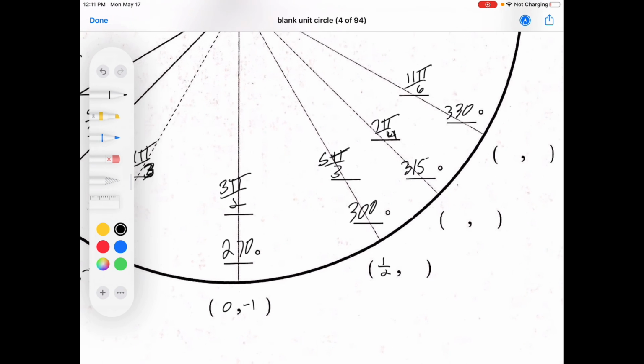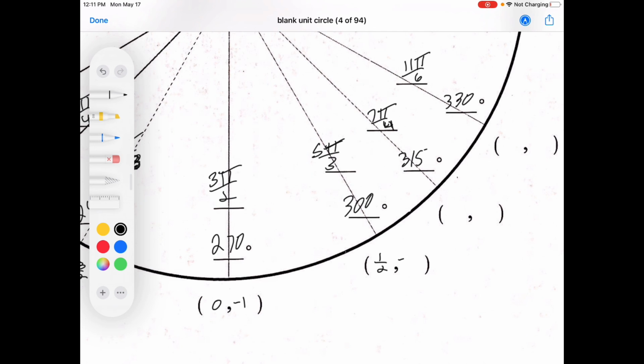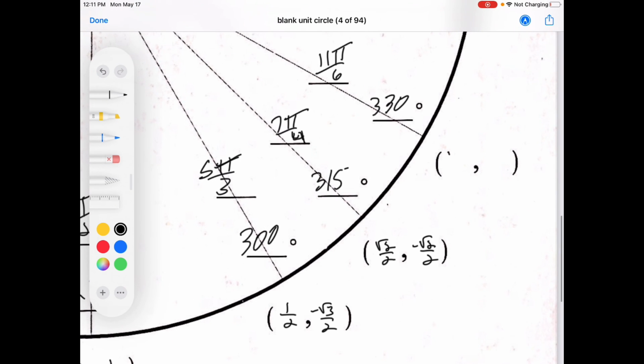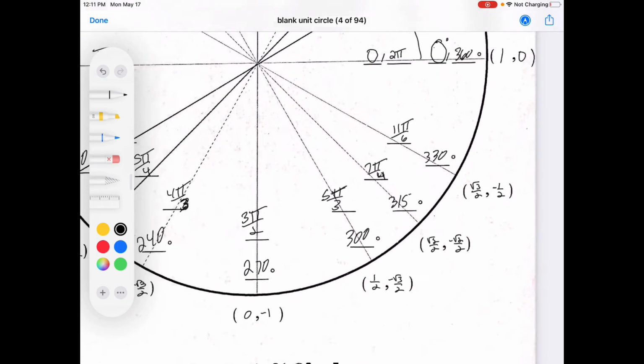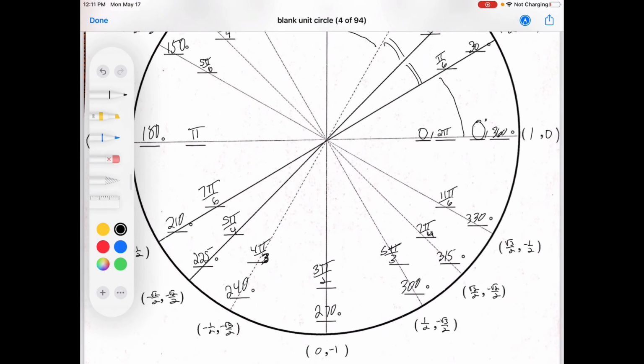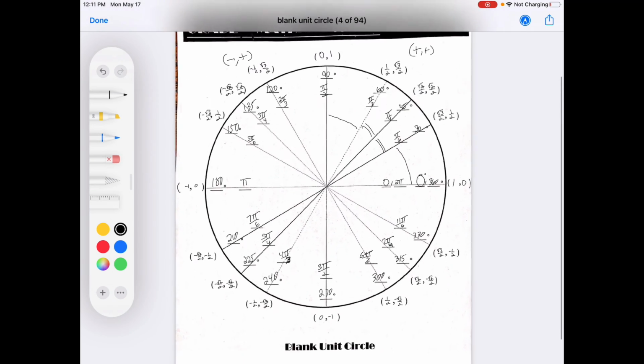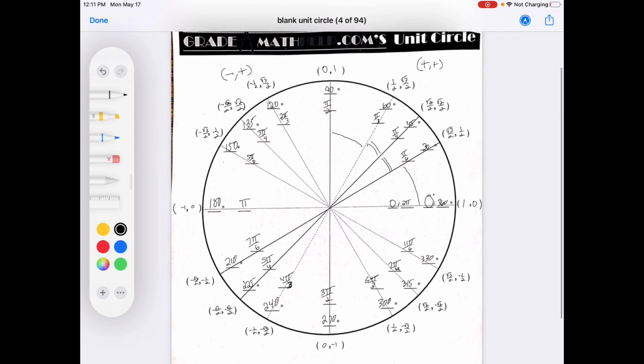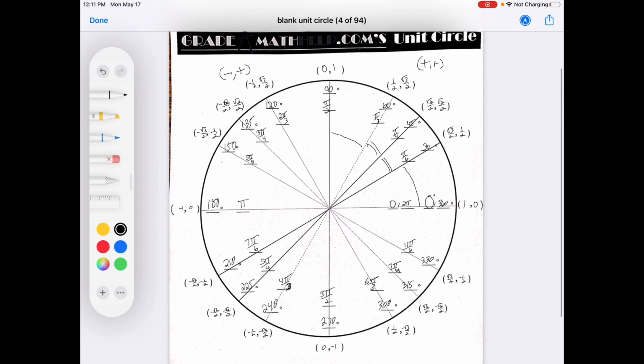Quadrant 4 is positive, negative. 1/2, negative root 3 over 2. Positive root 2 over 2, negative root 2 over 2. Positive root 3 over 2, negative 1/2. So there you have your unit circle completed. That'll be half of your final, filling this unit circle out.